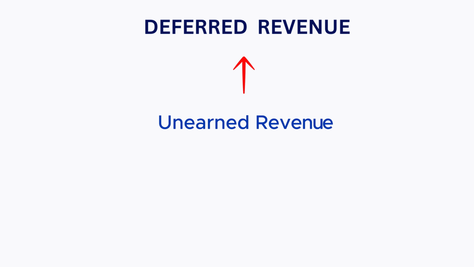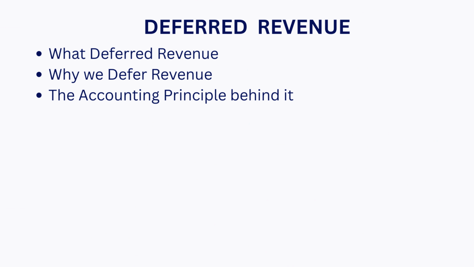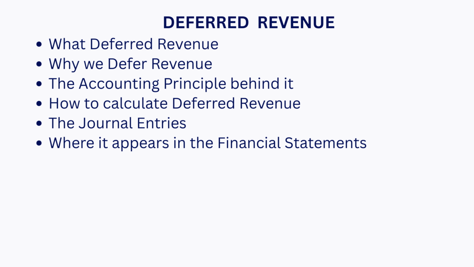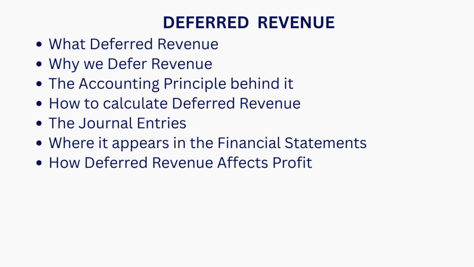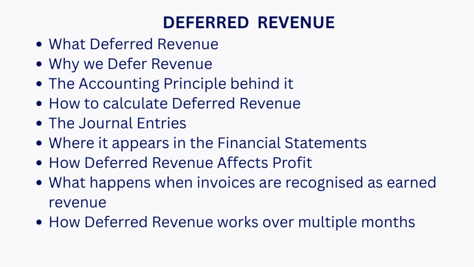In this video, we're going to cover one of the most important accounting adjustments you'll encounter: deferred revenue, also known as unearned revenue. By the end of this session, you will understand what deferred revenue is, why we defer revenue, the accounting principles behind it, how to calculate deferred revenue, the journal entries involved, where it appears in the financial statements, how it affects profit, what happens when invoices are eventually recognized as earned revenue, how deferred revenue works over several accounting periods and common mistakes.